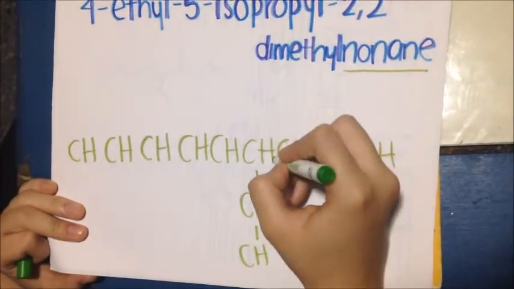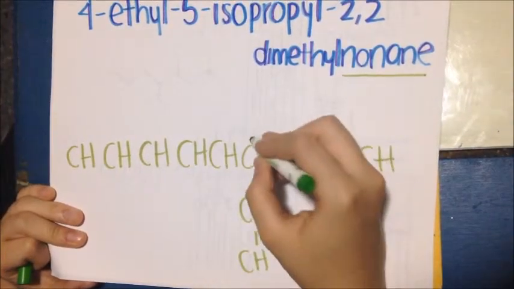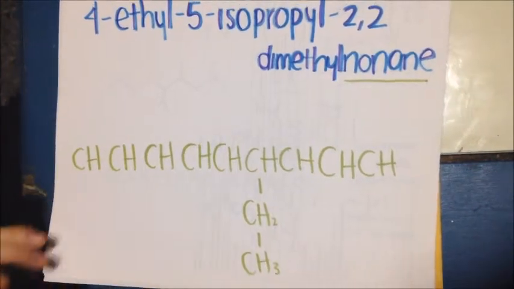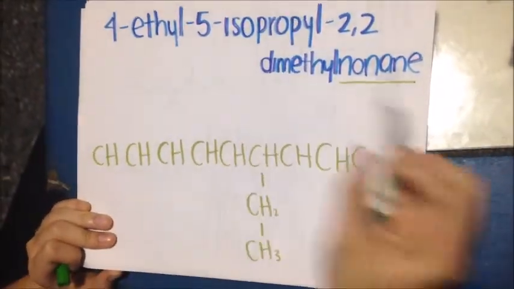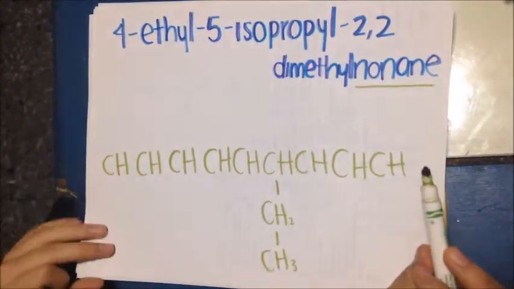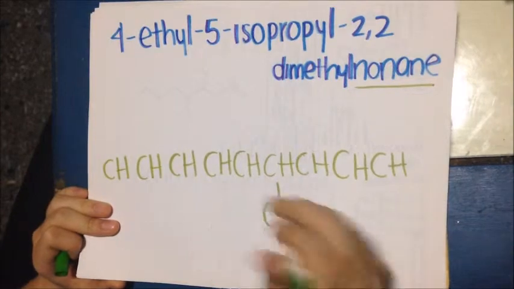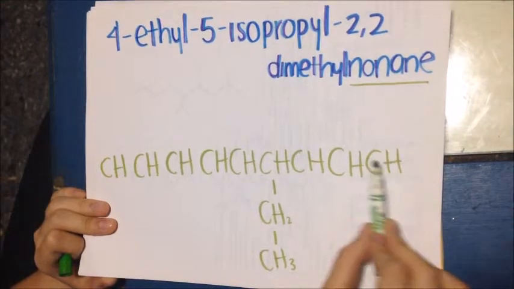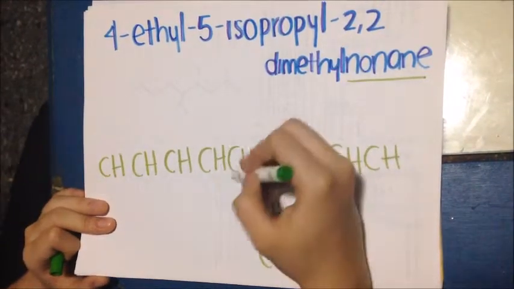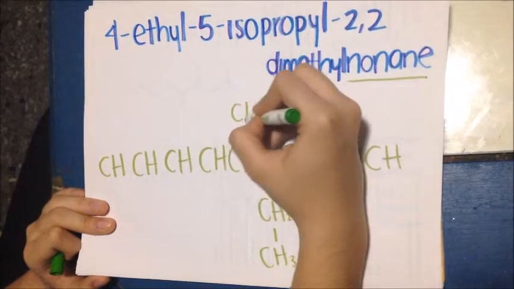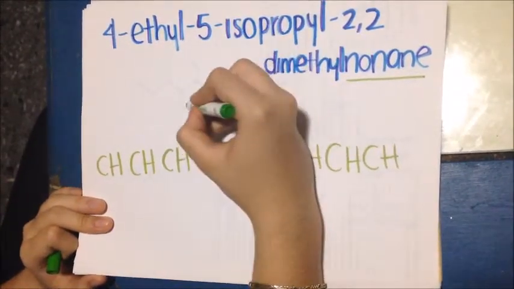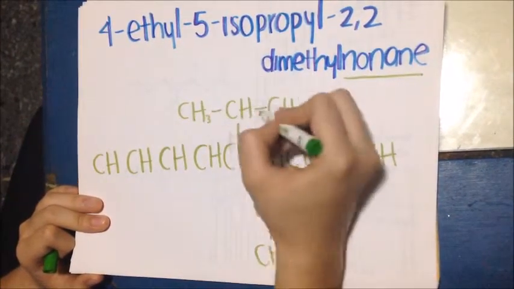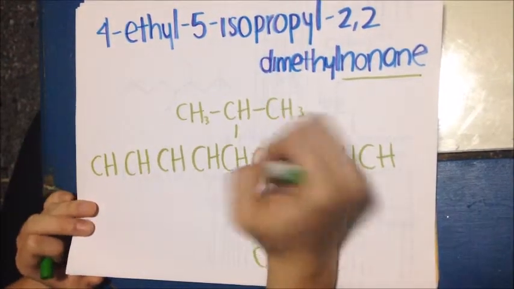So here we have CH, CH2, and CH3. Then isopropyl. Isopropyl means that it has to be in the same row. Isopropyl 5. 1, 2, 3, 4, 5. So here we have CH and CH and CH, CH3, CH3, CH and CH.